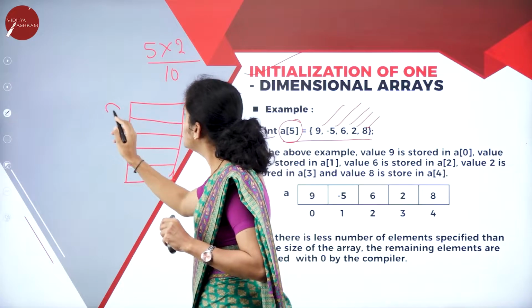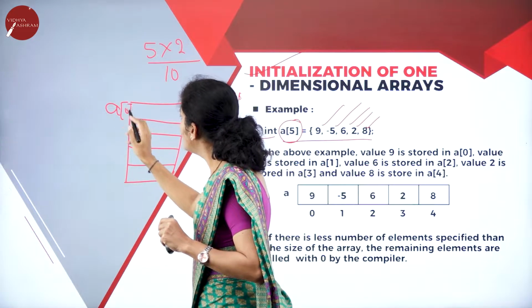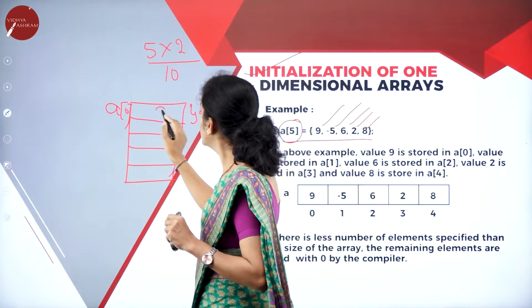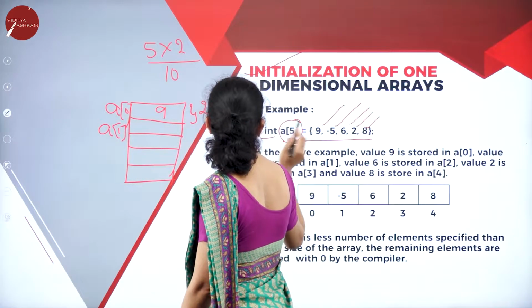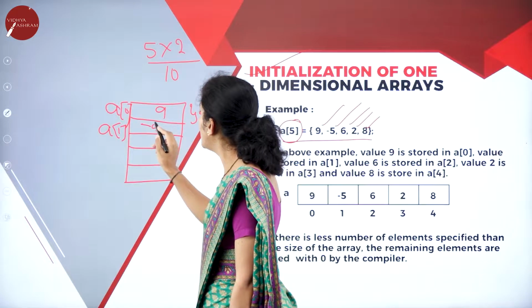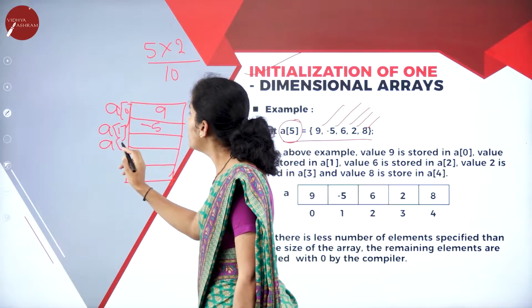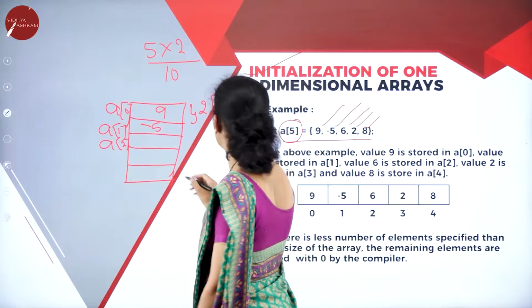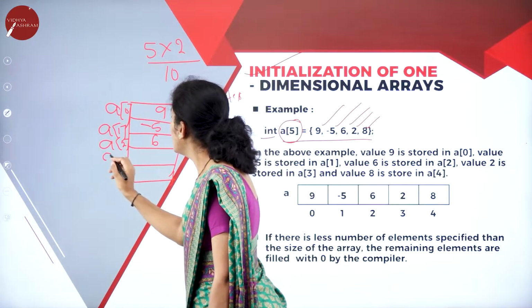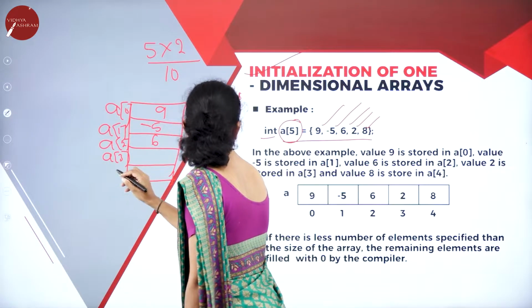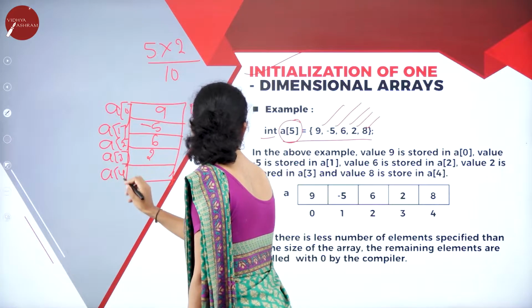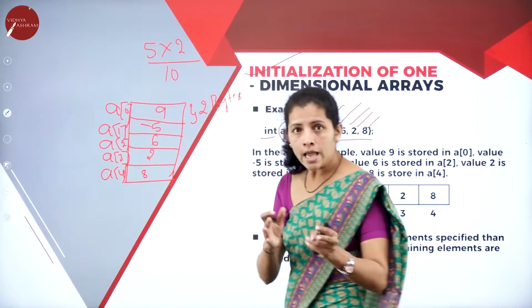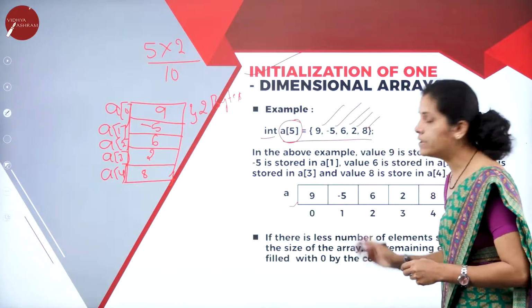So, if I consider A of 0, I'm going to store 9. In the place of A of 1, I'm going to place minus 5. In the place of A of 2, I'm going to place 6. A of 3, it is 2. And A of 4, it is 8. Same representation I'm going to have here.